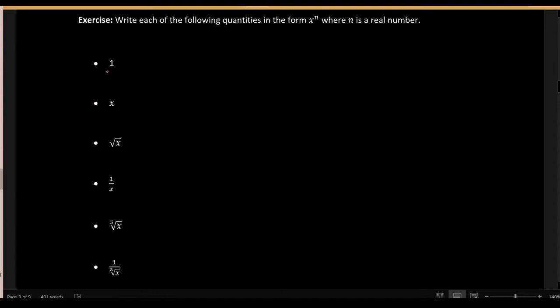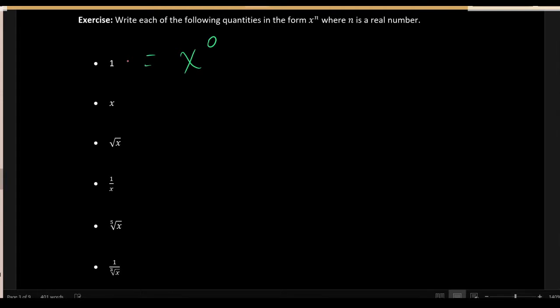For example, the constant number 1 can be expressed in this format. 1 is the same thing as x to the power 0. If you raise any non-zero quantity to the power 0, the result of that is 1.